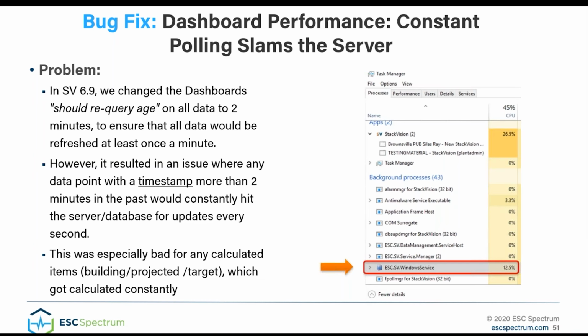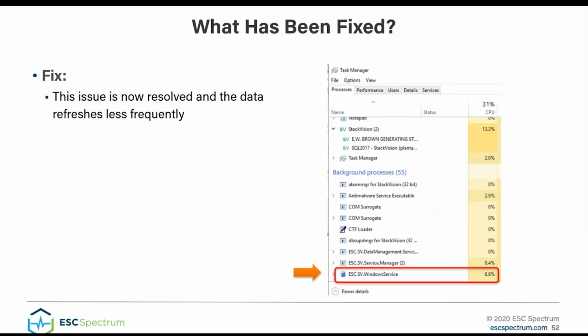And here you see the average CPU at an hour of usage, 12.5%. So in 6.13, this issue has been resolved and the data refreshes less frequently. And here you see the CPU usage has gone down to 6.8%.